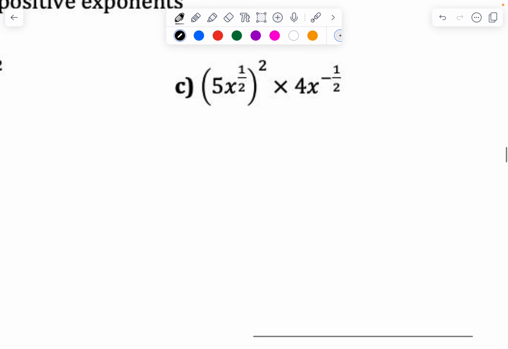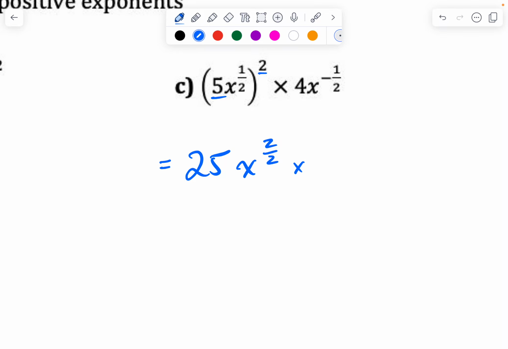All right, let's see this last one. Not last one. So 5 squared, that's 25. And then x to the half squared is x to the 2 over 2, and we'll simplify that in a second. Times 4x to the negative half.